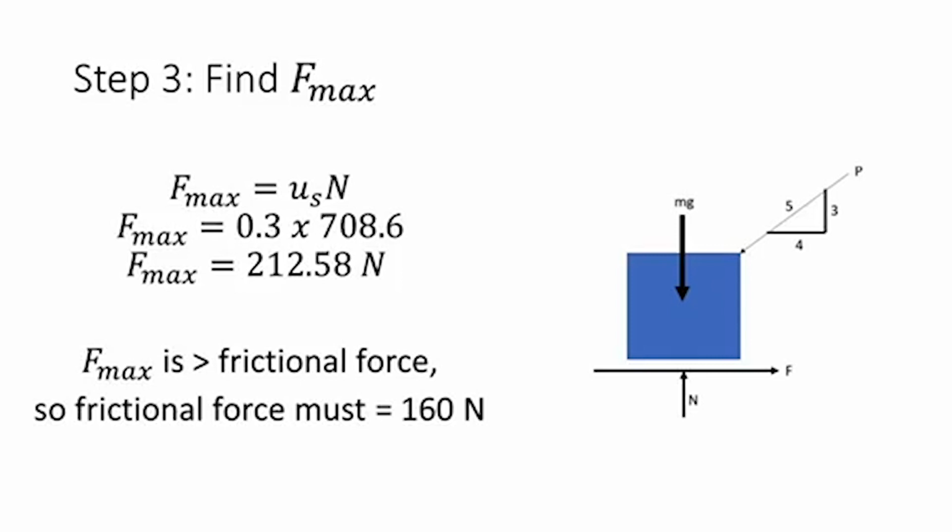Since we know that the friction force has to be less than F max, we look at the two forces we identified in the x and y directions and see which one is less than 212.58. We see that it is the force acting in the x direction, and we know that equals 160 newtons. So that is the frictional force that we were asked to identify.